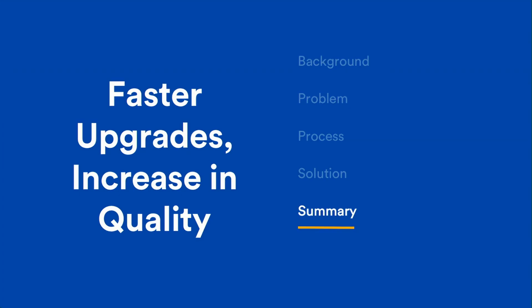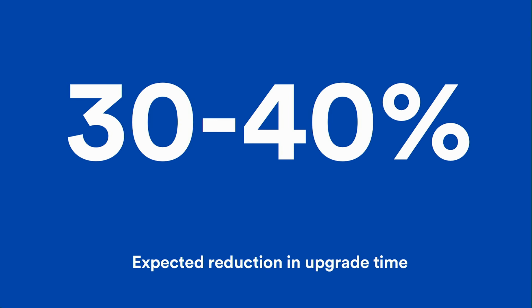So as a summary, faster upgrades, where I have some numbers, and then increased quality. There it's a little bit harder to get a handle on how much that increased. But for the time, it's between 30 and 40%. I say expected because we've only run this a few times. We'll definitely have much better numbers.